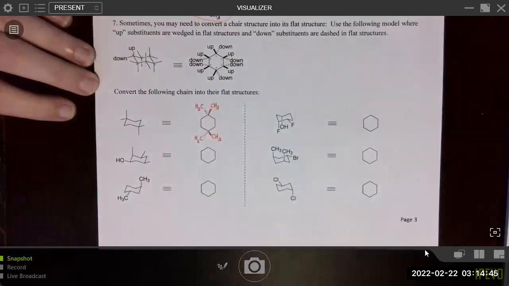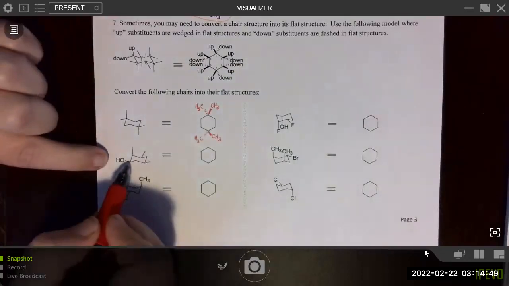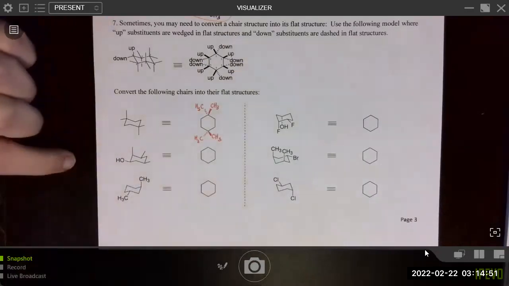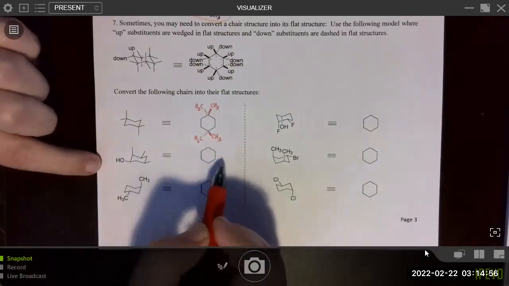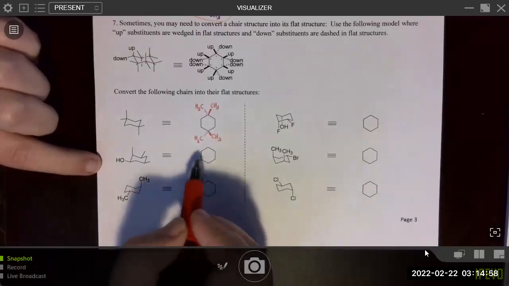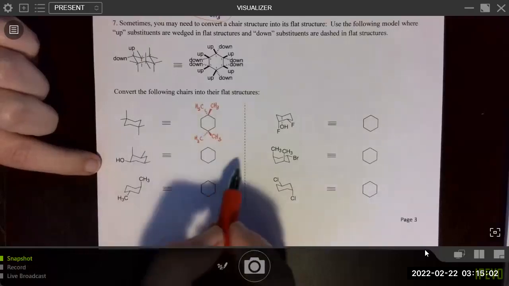Okay, so moving down here, we just want to draw this hydroxyl group in an up position. And again, you can start anywhere, right? Doesn't matter as long as I'm clockwise from wherever I started.